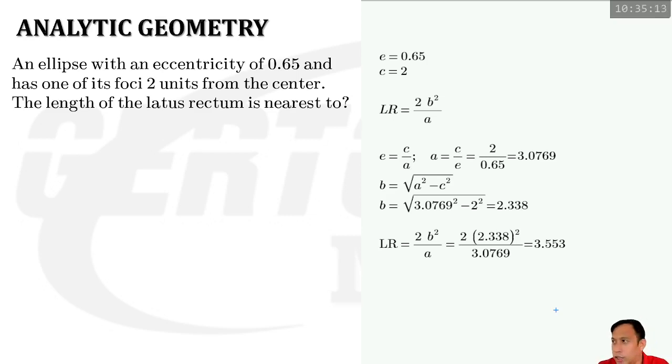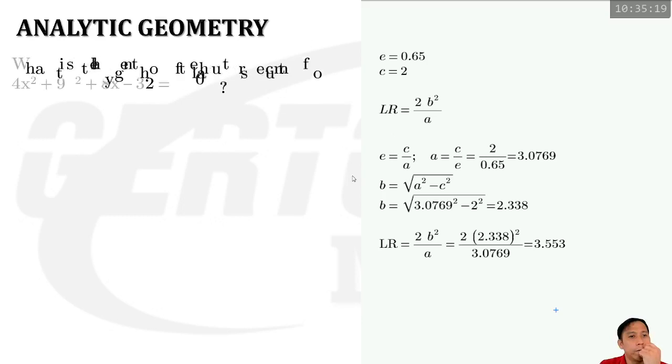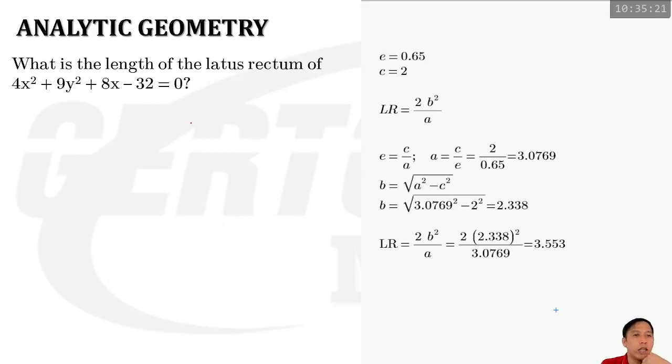The question is, what is the eccentricity and length of the latus rectum of 4x squared plus 9y squared plus 8x minus 32 equal to 0. Practice kayo mag-solve. Go. Everyone, solve it. Kayo mag-solve ha. I'm gonna wait lang for your answer.